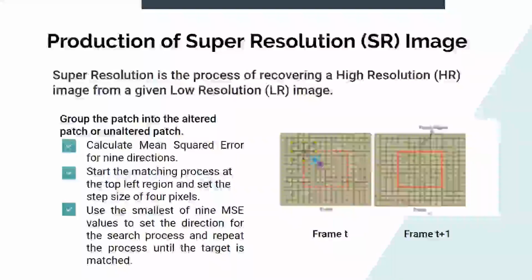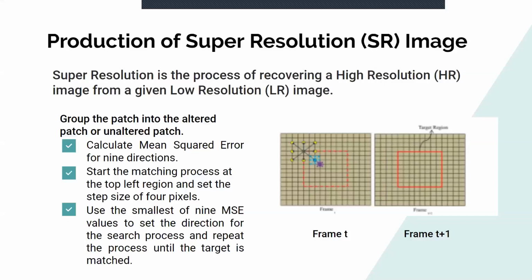The second application of CNN is production of super resolution image. Super resolution is the process of recovering a high resolution image from a given low resolution image. Instead of directly reconstructing the HR image frame by frame, this approach only synthesizes changing patches. Firstly, group the patches into altered patches or unaltered patches.